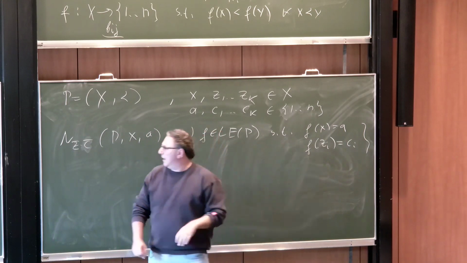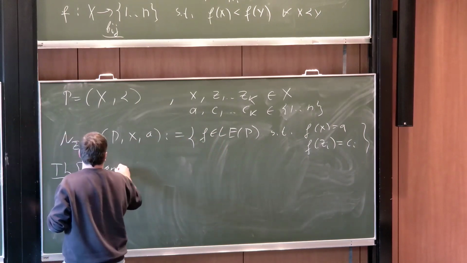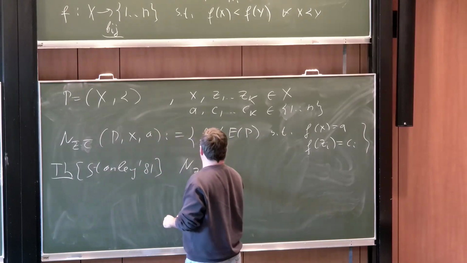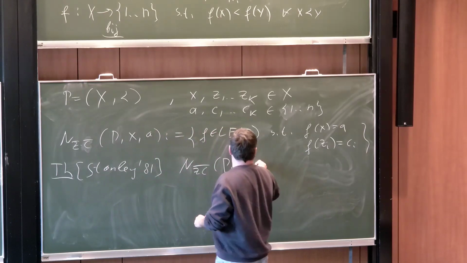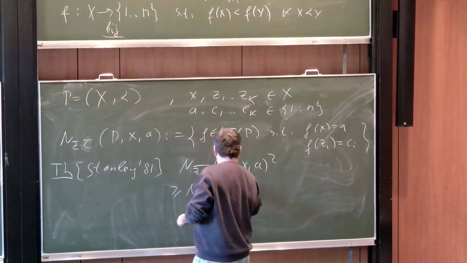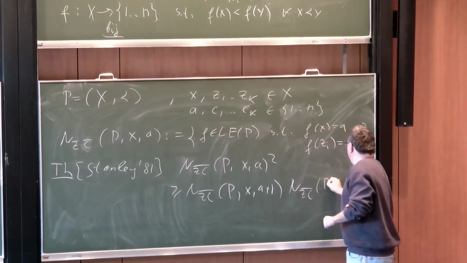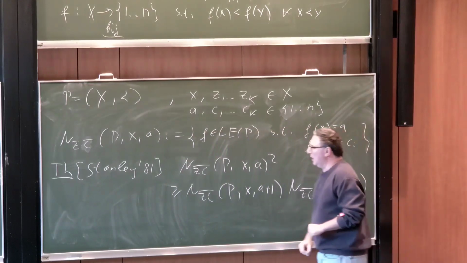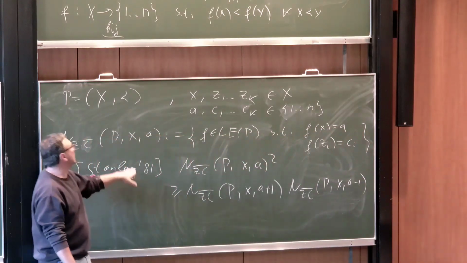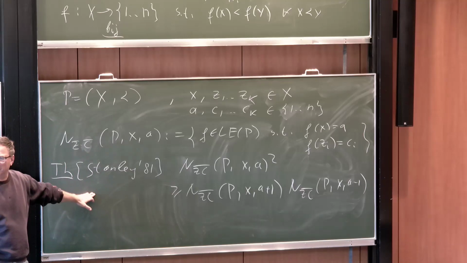Okay, and following the same proof as Ramon explained, Stanley in '81 showed that N_{z,c}(P, x, a) is log-concave, which means that this number squared is greater than or equal to the same number with a plus 1 times the same number with a minus 1. So that is the inequality. This inequality is a special case of the Alexandrov-Fenchel inequality. It follows immediately from there.